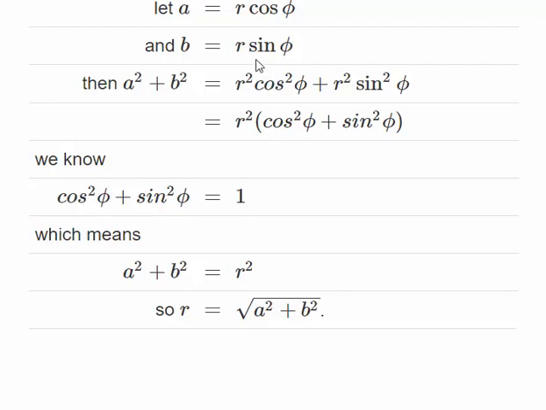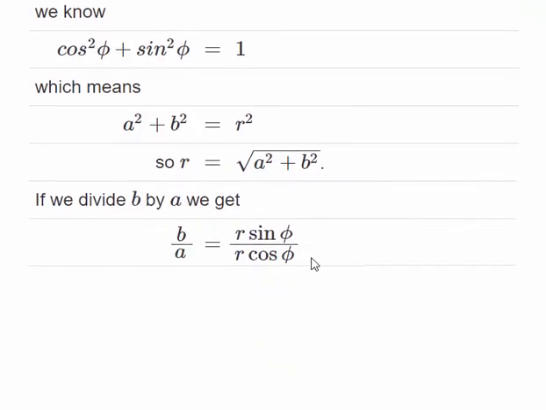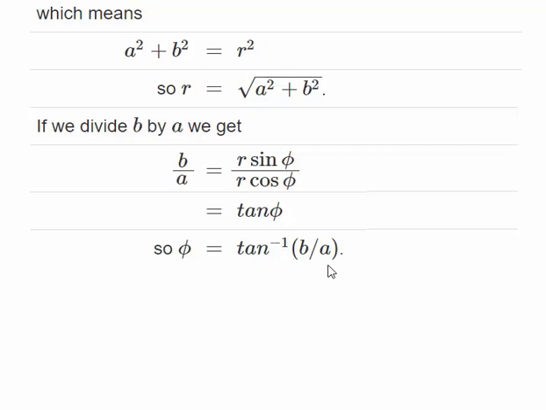Now if we look at these terms here, we've got sin phi and cos phi. So if we divide b by a, we're going to get r sin phi over r cos phi. The r's will cancel, and sine over cosine is tangent, which means that b over a is equal to tan phi. So therefore we can take the arctangent of both sides, so phi is equal to arctan of b over a.